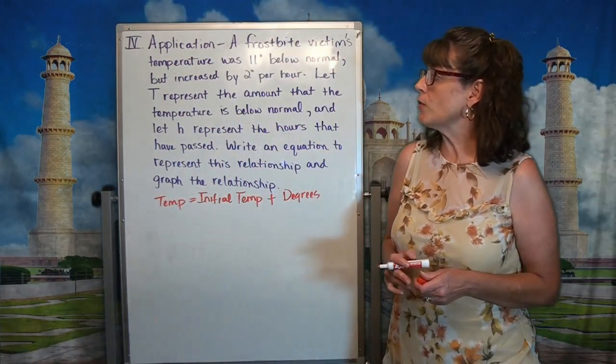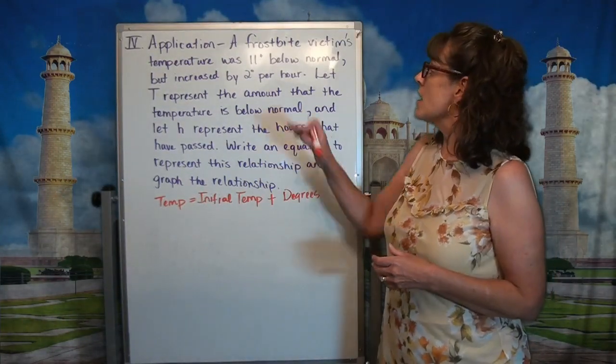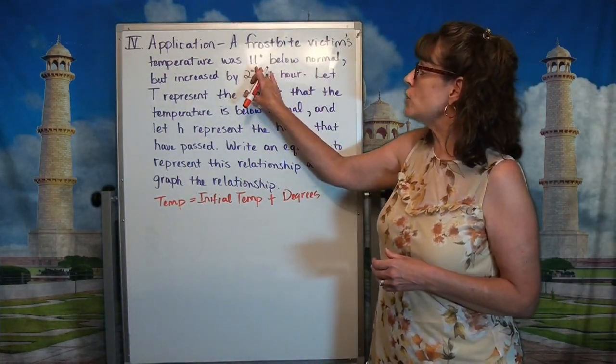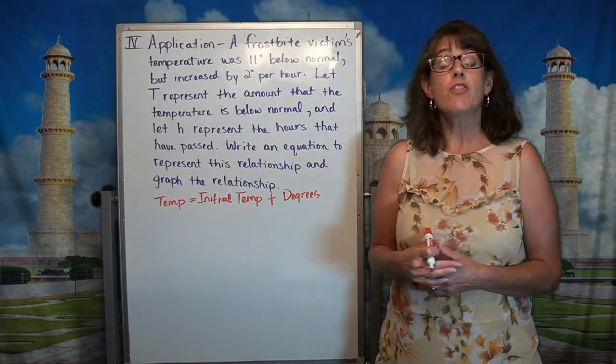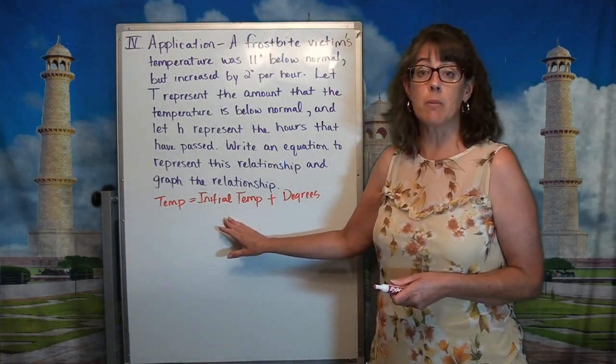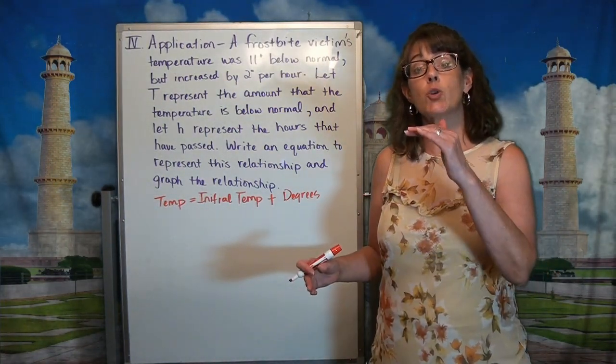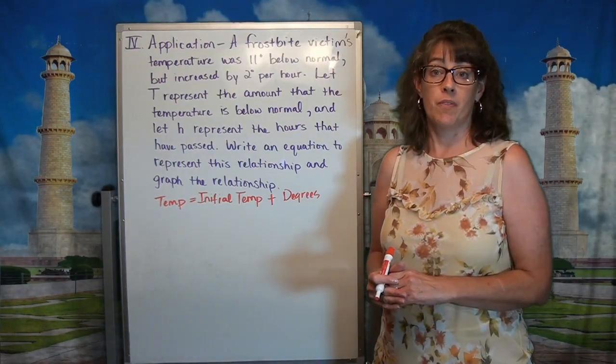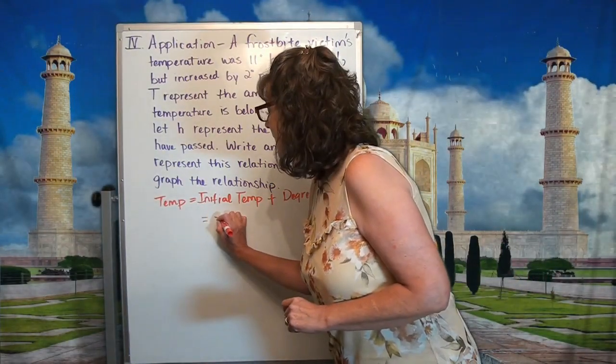So this is the feeling for what's happening. Now let's go fill in those blanks. The frostbite victim's temperature was 11 degrees below normal. That's where it started. That's that initial temp. But how do we represent 11 degrees below normal? Absolutely, that's going to be a negative 11.